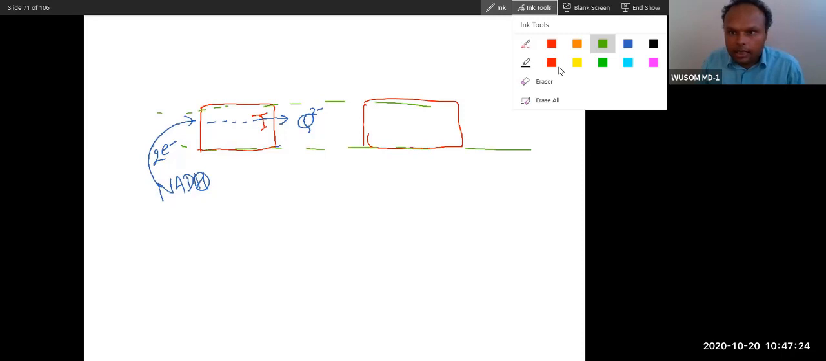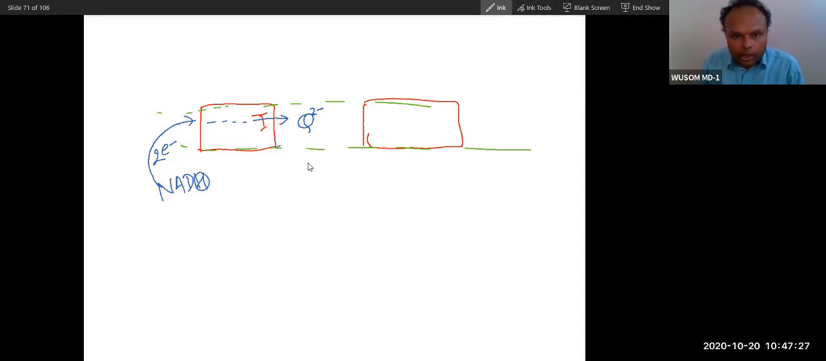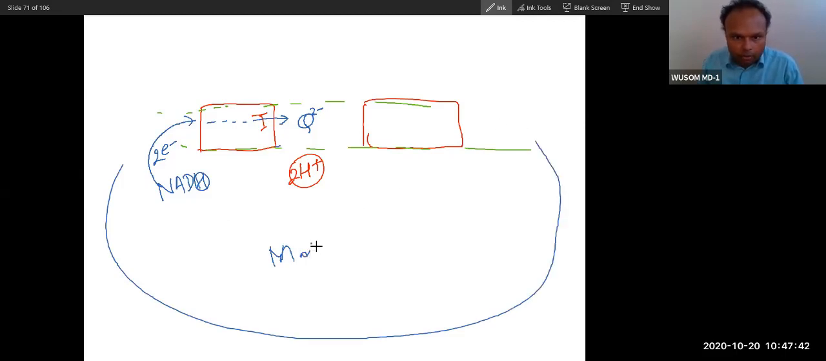Now what will happen? This coenzyme Q will actually suck hydrogen from here. How many hydrogen? 2 hydrogen. It will suck 2 hydrogen from this matrix of mitochondria. Remember, this is matrix of mitochondria. And then from this matrix, it will suck 2 proton, and then 2 proton will bind this, and this will become QH2.